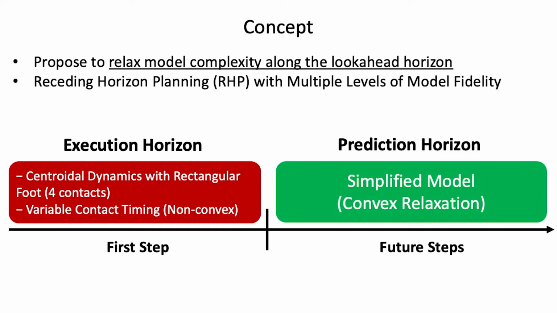In particular, we focus on finding appropriate convex relaxations for the prediction horizon. This gives rise to a novel type of formulation for planning multi-contact motions on uneven terrain. We call this formulation receding horizon planning with multiple levels of fidelity. Next, we introduce three candidates with different convex models employed in the prediction horizon.